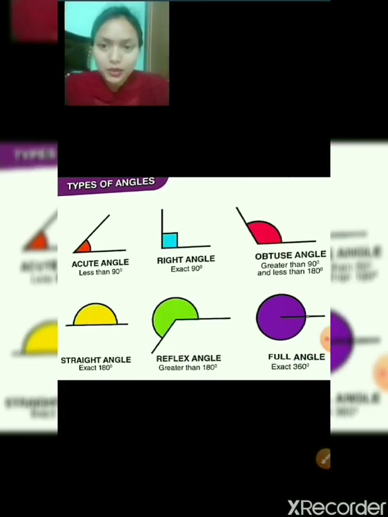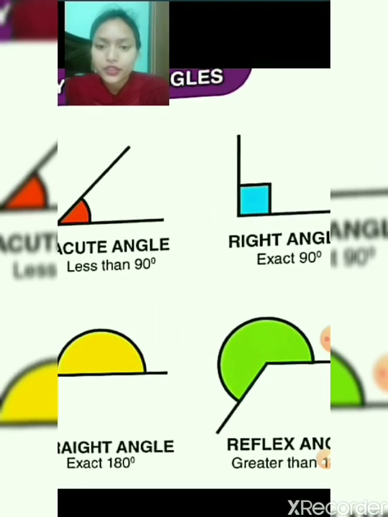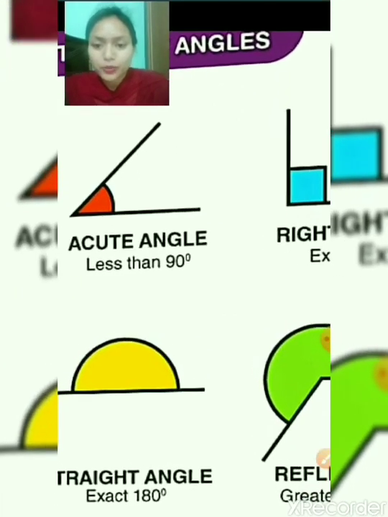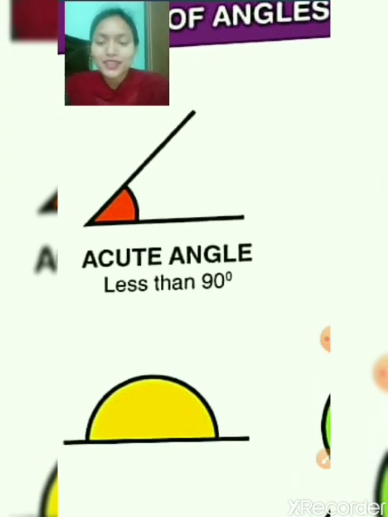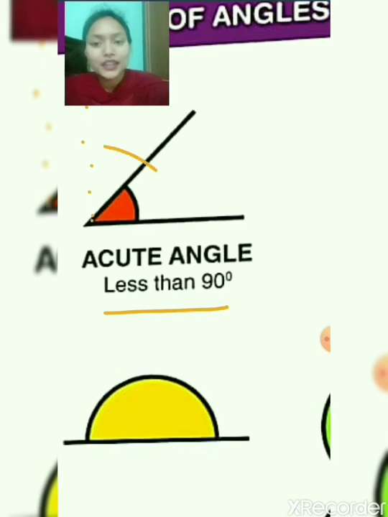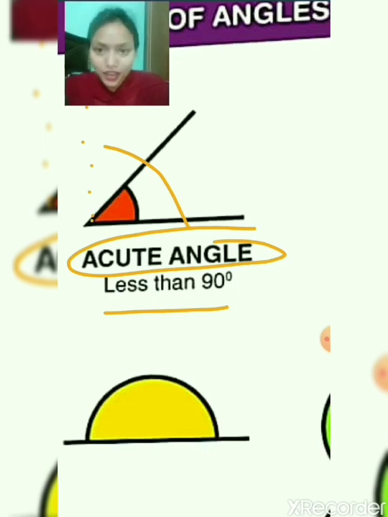Now we have studied about angles, so we will see types of angles here. Now from here you can see different types of angles are there. There are specifically 6 types of angle. So let's see them one by one. So this is acute angle. Acute angle is less than 90 degree. Any angle whose measure is less than 90 degree is called an acute angle. Repeat it. An angle whose measure is less than 90 degree is called an acute angle.